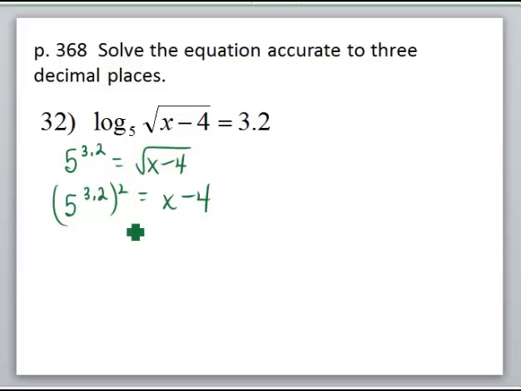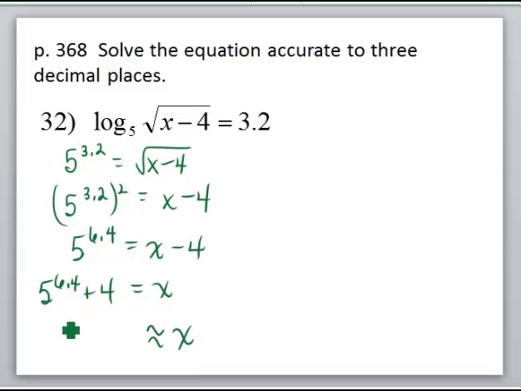What I end up getting then is 5 to the 6.4 equals x minus 4. And then I can say that x is equal to 5 to the 6.4 plus 4. Then I can approximate that, and I'm not going to get out the calculator for this. You guys can do that, and then just check your answer with what I've written here.